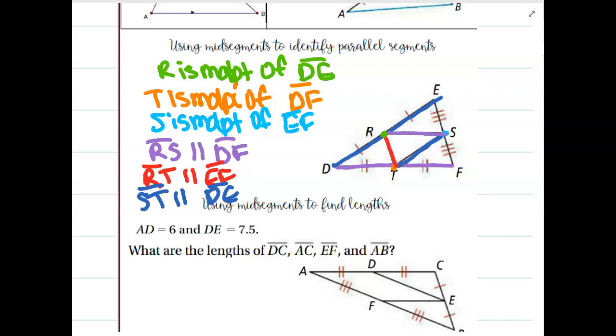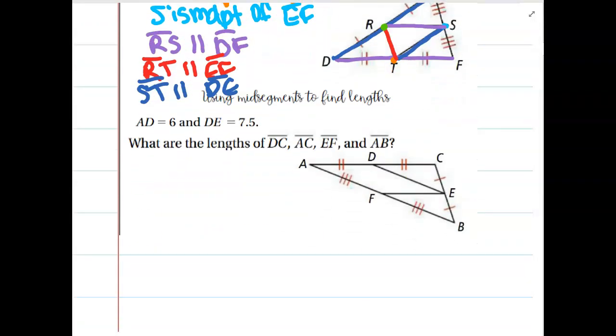The fact that they're parallel doesn't mean anything with the lengths, okay? The reason why we can find the lengths is because they are mid-segments, not that they're parallel, so we have to separate those two things out. Parallel lines have nothing to do with the lengths of the lines. So try to keep those separate.